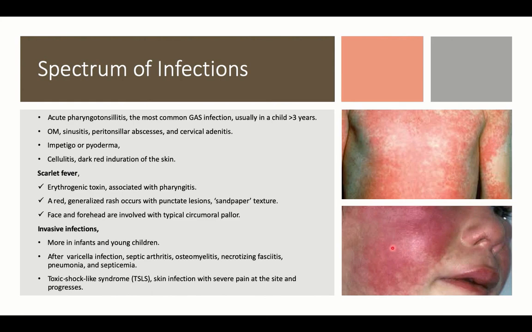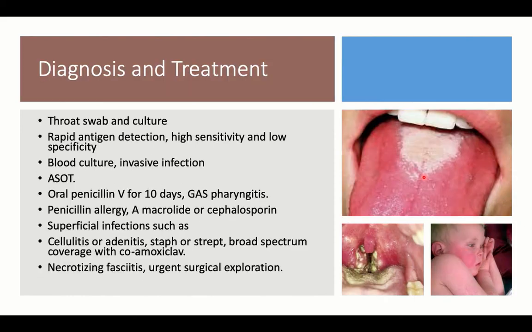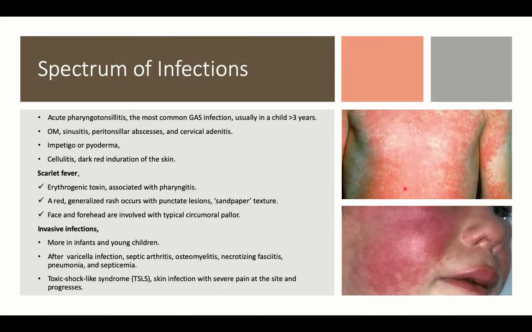In the face, it has a predilection to appear in the cheeks like that, and the forehead is usually affected, with the typical circumoral pallor. Like that. This also shows the rash in the face, with the characteristic circumoral pallor, occurring in association with pharyngitis and streptococcal infection. This is the strawberry tongue of scarlet fever also.